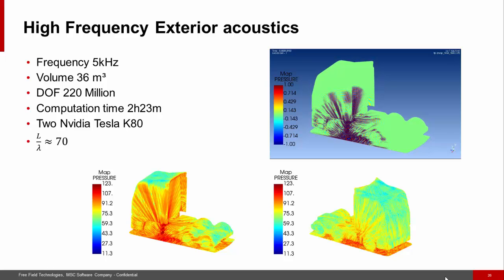Thereafter, we have simulated the same case at a much higher frequency, at 5 kHz, and in this case the L over lambda ratio is about 70, and requires the use of Actran DGM with the GPU acceleration to be able to have the results in an industrial context. The model in total is 220 millions of degrees of freedom, and it was solved on a workstation equipped by 2 NVIDIA GPU cards K80. The computational time for one frequency is roughly 2 hours and 20 minutes. In the video we see the results in the time domain, whereas in the bottom of the slides we see the pressure maps.